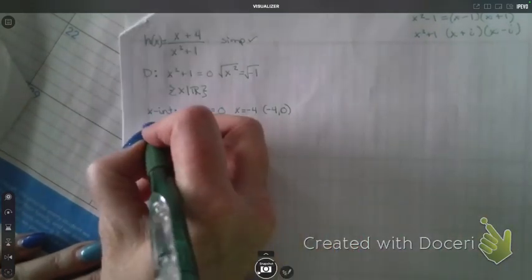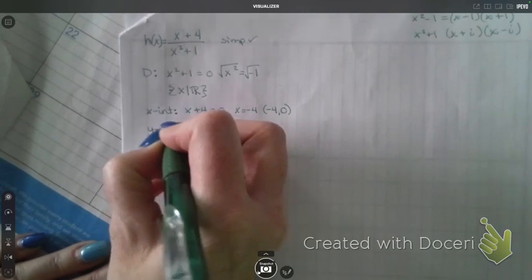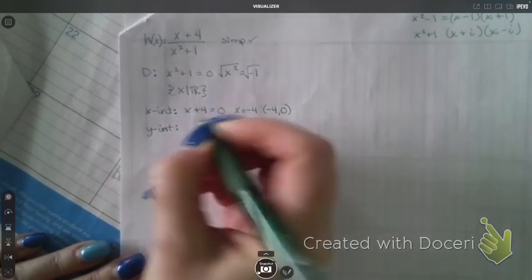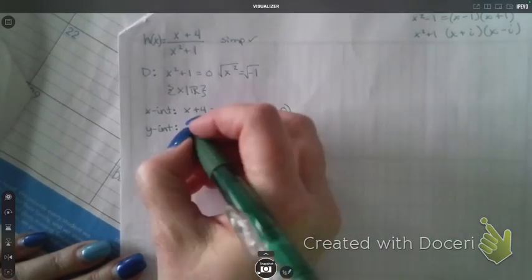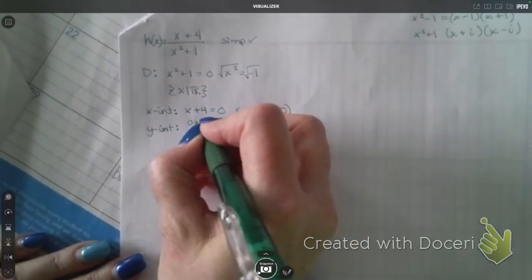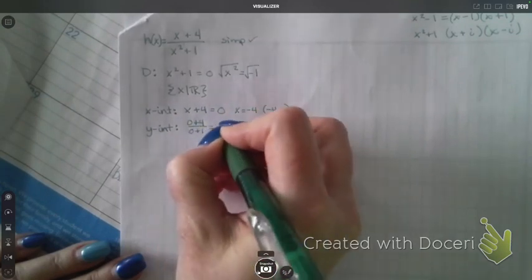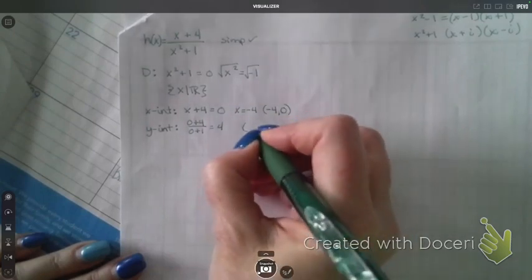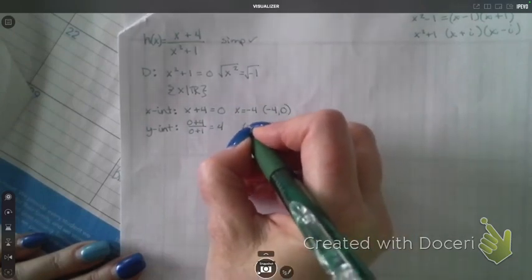Next, y. How do I get my y-intercept? Same thing, just the denominator? No. Plug in 0 in the original, right? So that would be 0 plus 4 over 0 plus 1, which would be 4. So my y-intercept is 0, 4.